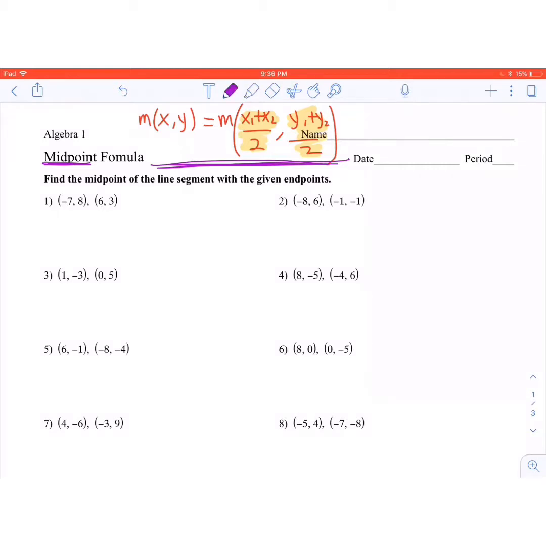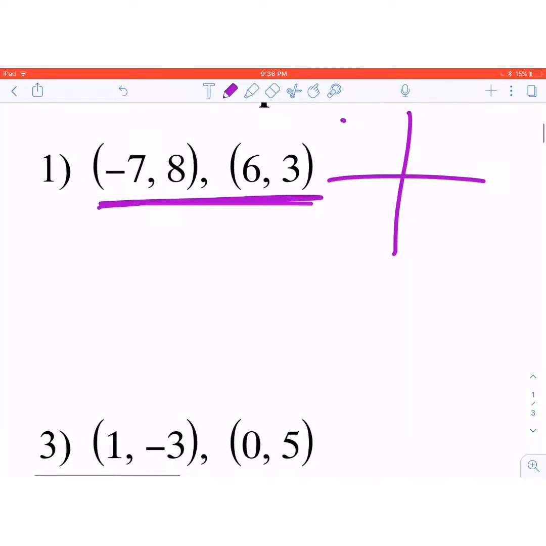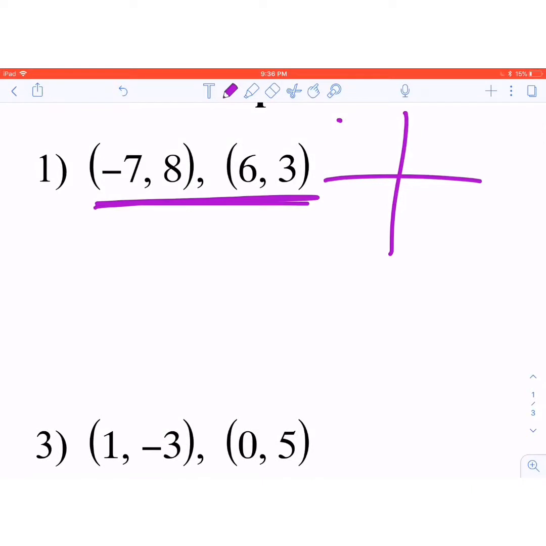So here, let's take a look at example 1. We are wanting to find where the middle point for these 2 points would be. Like if you were to plot these on a coordinate plane, -7 and 8 might be here, and 6 and 3 may be here. So we want to know, where's the middle point between these 2 points, like somewhere here, right? I don't know. So here's how you do it.